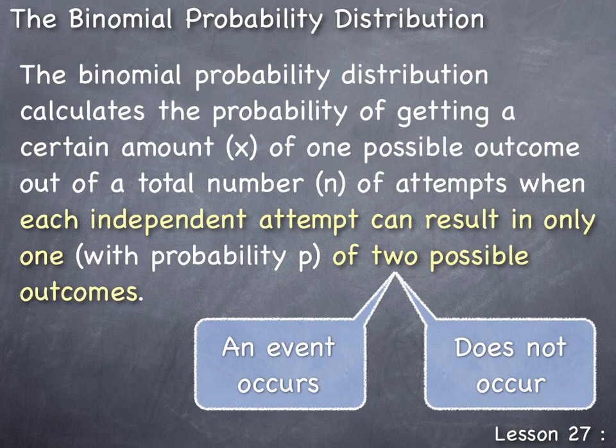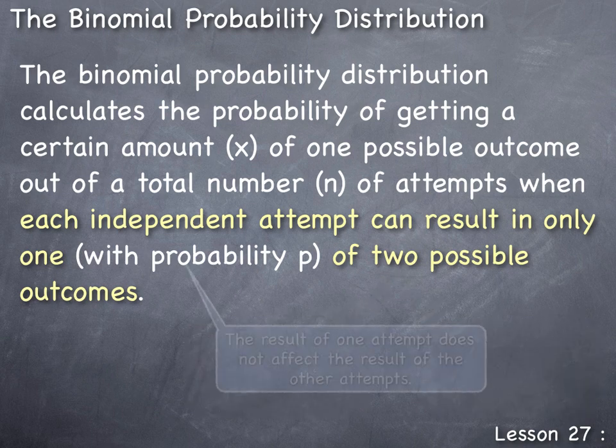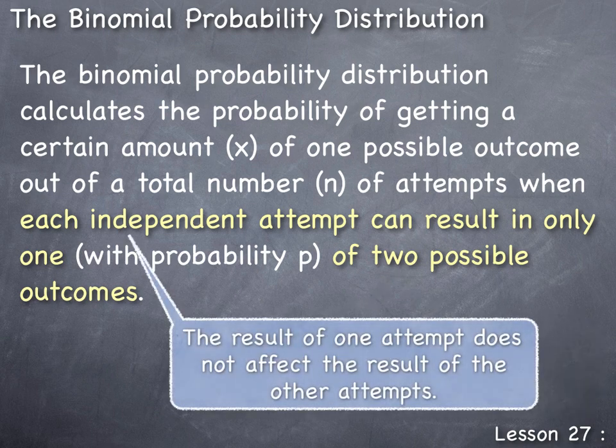Now, just because a random process can result in one of two possible outcomes doesn't automatically make it a binomial probability distribution. It's also important that each attempt be independent of one another. And independent means that the result of one attempt does not affect the result of the other attempts. So as long as the attempts are independent, the binomial probability distribution applies. But if one event does indeed affect the other attempt, then the binomial probability distribution will not apply.